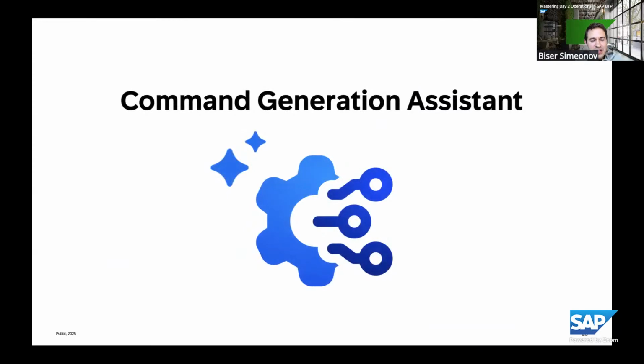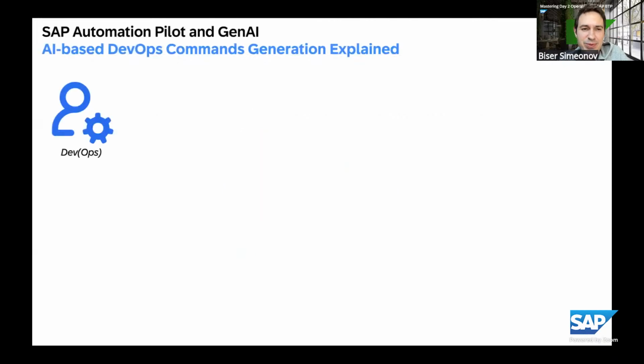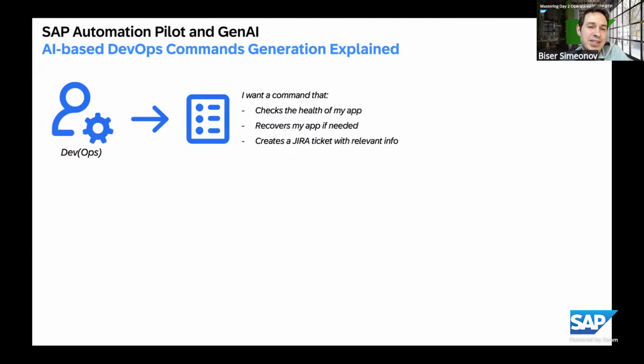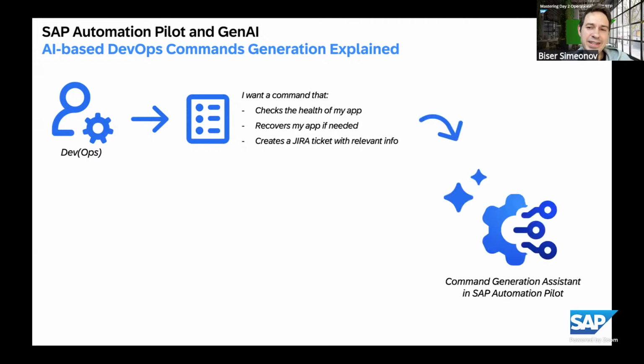Right. So I had mentioned the command generation assistant within the automation pilot. And having said that, let's look into what exactly it does. Within the automation pilot, we have a low code, no code experience, but wouldn't it be nice if we could simply specify in a simple way what exactly we would like to achieve, instead of going through the different catalogs and finding the exact command.